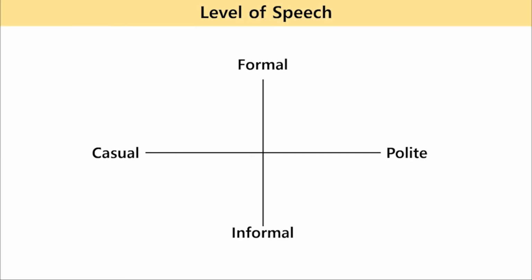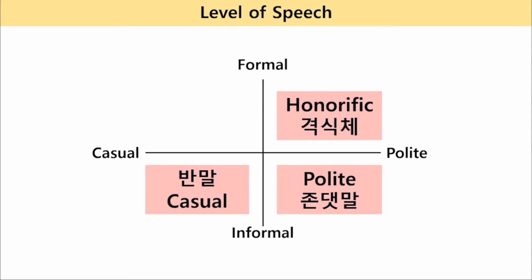There are many, many levels of speech in Korean, but basically, it's divided by two ways. First, the formality of the situation, and second, the relationship of the speakers. Depending on the formality of the situation or place, you choose between formal and informal type of speech. And depending on the age or closeness of the speakers, you have to choose between polite form and casual form. There are three types of speeches that are most frequently used in current modern Korean language: honorific, polite, and casual.